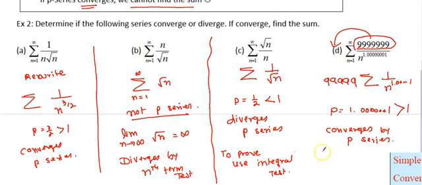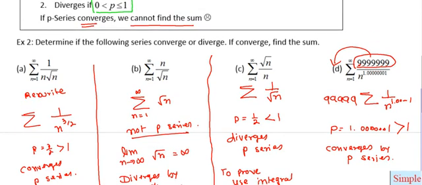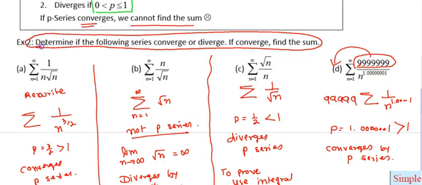So the P series test is one of the easiest tests. Tomorrow we will use the P series to compare with other series. So make sure you know the integral test and the P series test. This heading is always generic. All the tests we will have say, if it converges, find the sum. Remember, the sum is possible only for a geometric series.